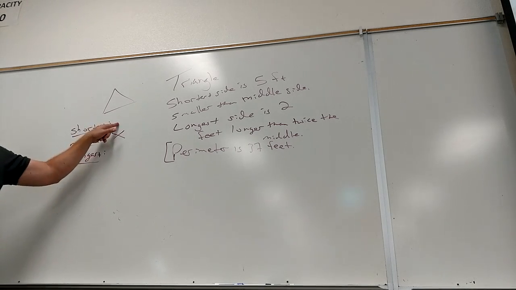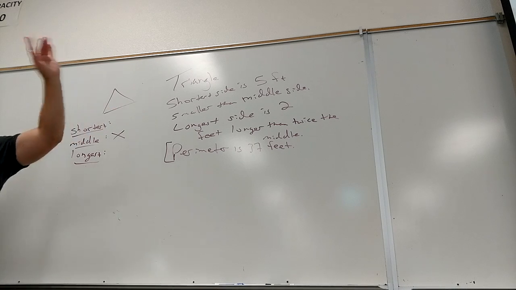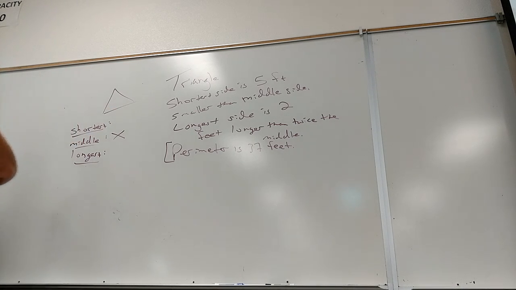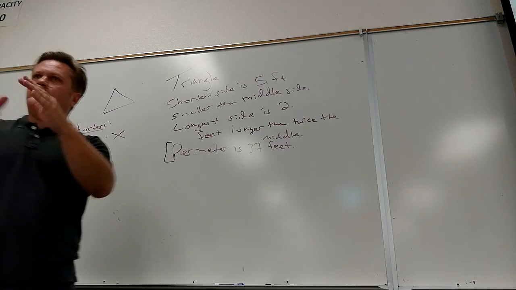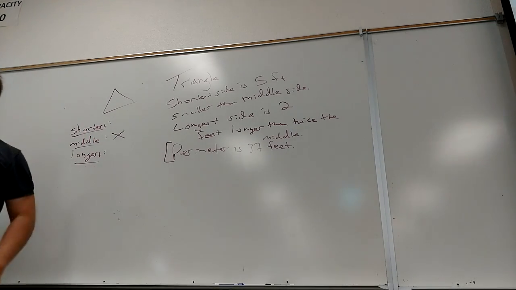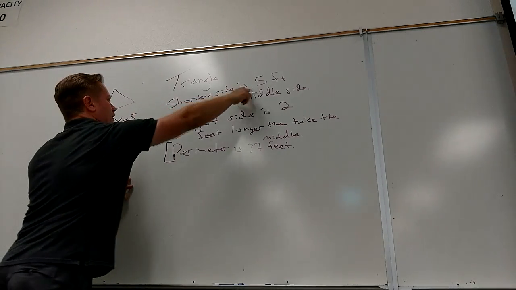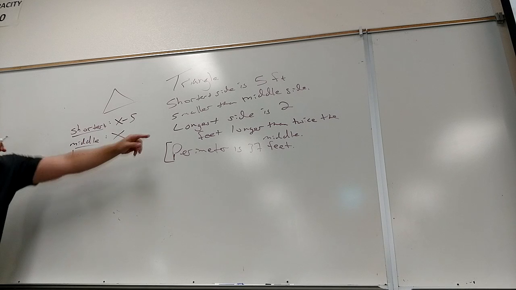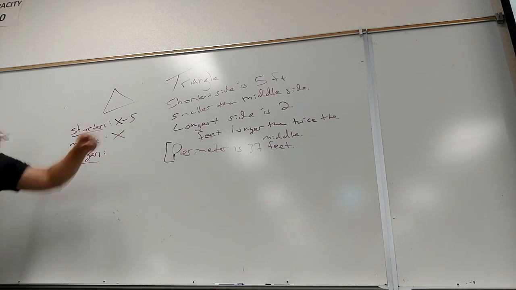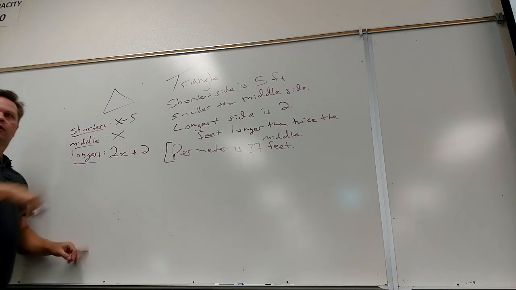Then how can I write an expression for the shortest side now? What would it be? Beautiful. Not 5 minus 6. That's where you start getting negative side lengths. That's a really freaky triangle. Look at this triangle. It's a black hole. What the hell does negative length mean? So this is X minus 5. 5 feet less than the middle. X minus 5. How can I write the longest side now? 2x plus 2. I love it. 2 feet longer than twice the middle.